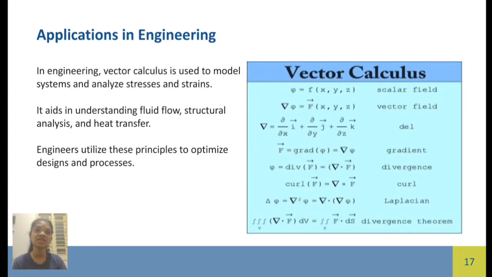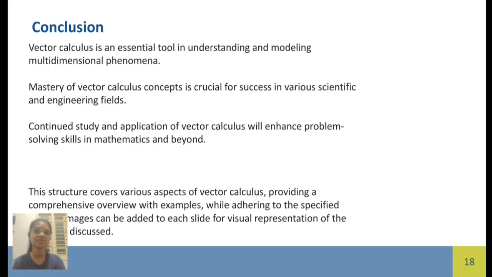Applications in engineering. In engineering, vector calculus is used to model systems and analyze stresses and strains. It aids in understanding fluid flow, structural analysis, and heat transfer. Engineers utilize these principles to optimize designs and processes.